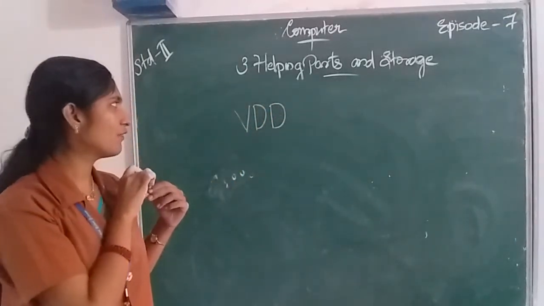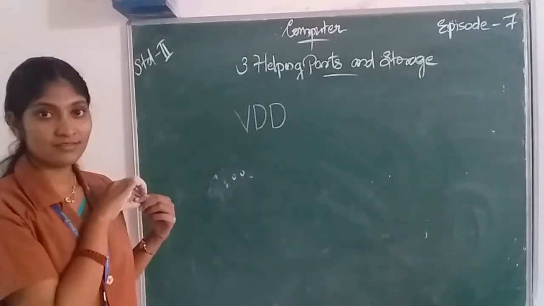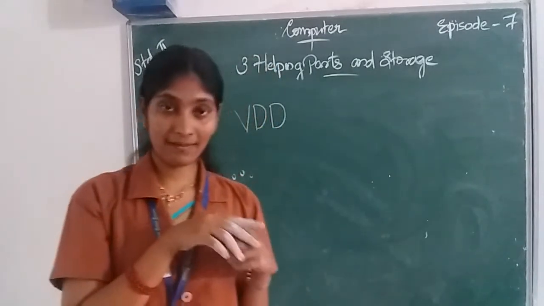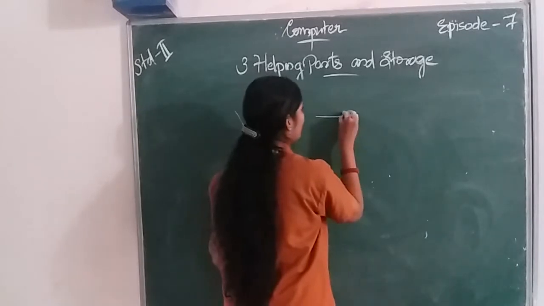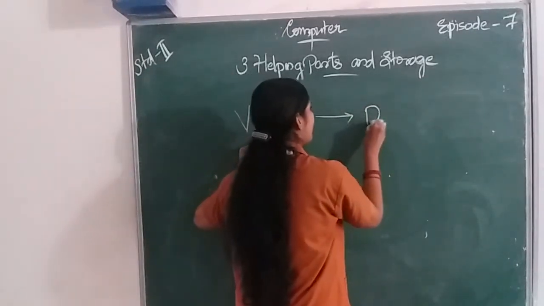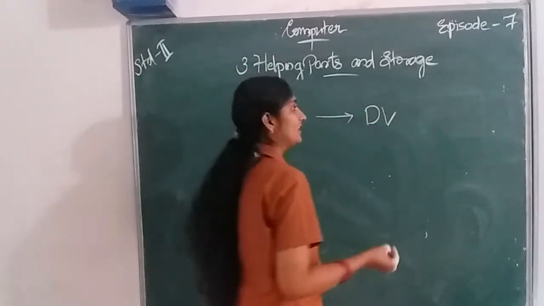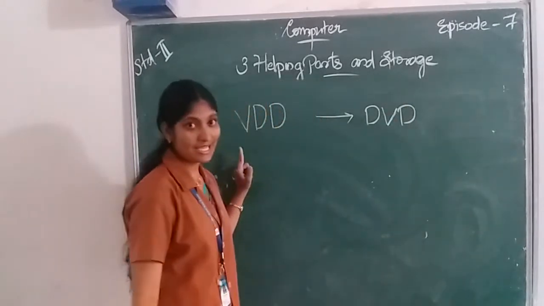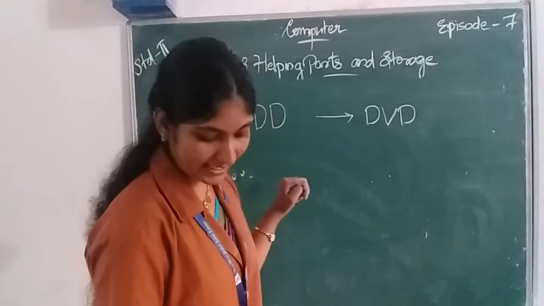Then can you identify what that word is? Here, there is a storage device. Its name is DVD. So rearrange: first letter D, second letter V, and third letter D. So the correct word here is DVD.